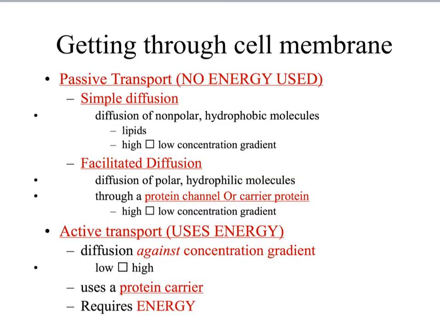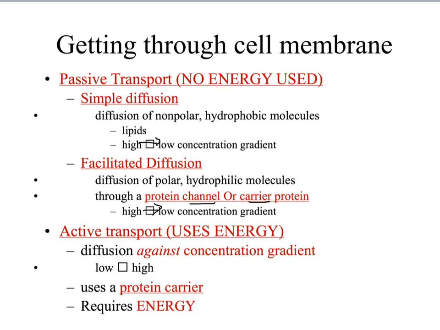This is the information you should write down. So, if you're talking about passive transport, it's not going to use any energy. There's simple diffusion, which is the diffusion of molecules directly through the phospholipid bilayer, going with the concentration gradient, so from high to low. There's facilitated diffusion, which is the use of a protein channel or a carrier protein, again going with that concentration gradient. This is how the majority of molecules get in and out of the cell.